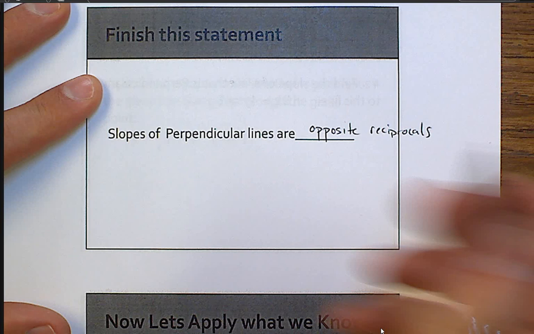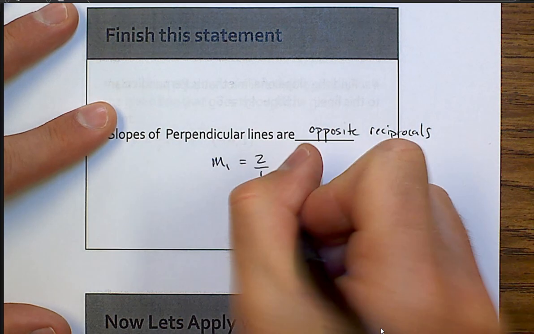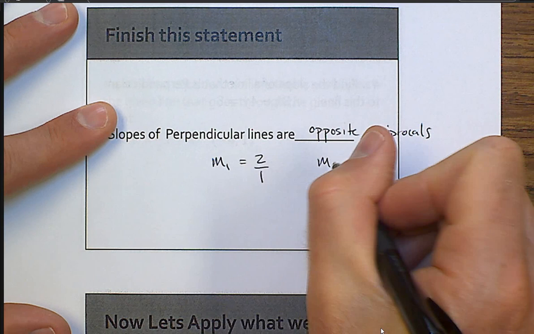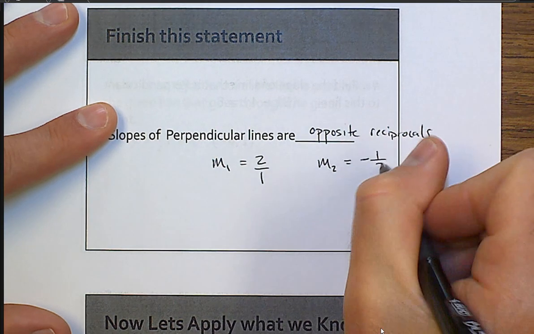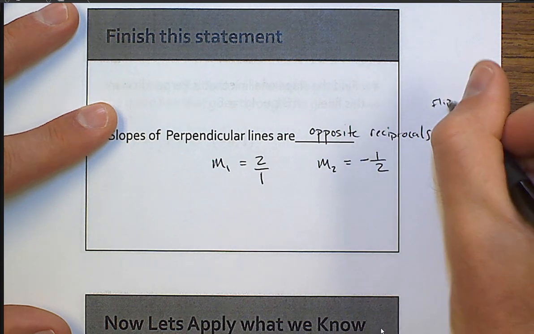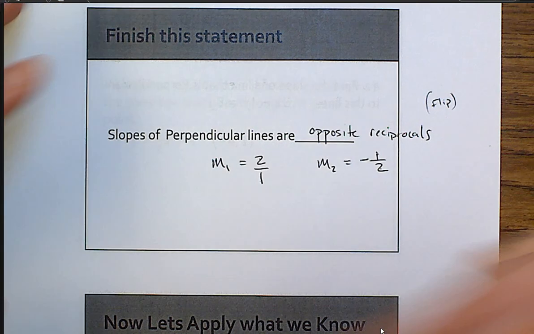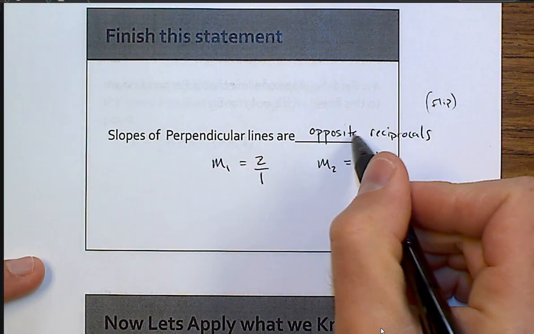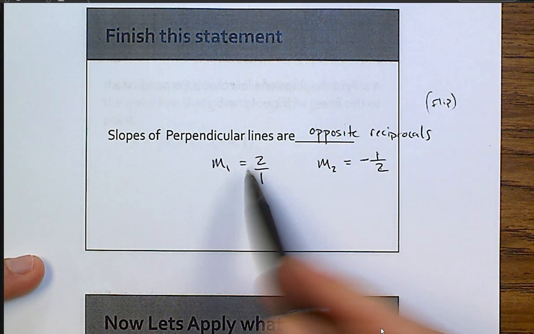For example, if you have the slope of one of the lines being 2 over 1, and the slope of the second line and the third line were the opposite of that, which was negative 1/2, they're opposite reciprocals. Remember, reciprocal just means to flip. So 2 over 1, 1 over 2. Those numbers are flipped. And opposite, if this one's positive, then that one's negative.